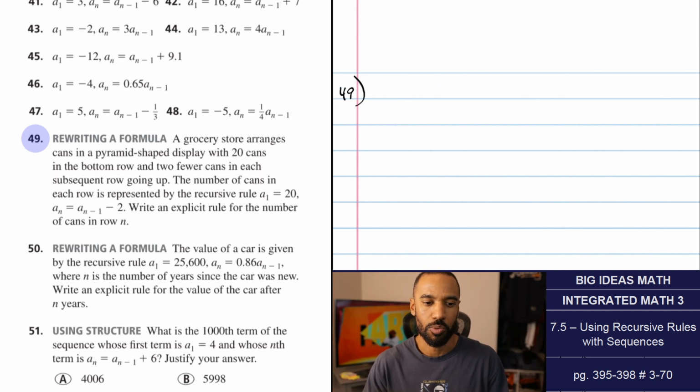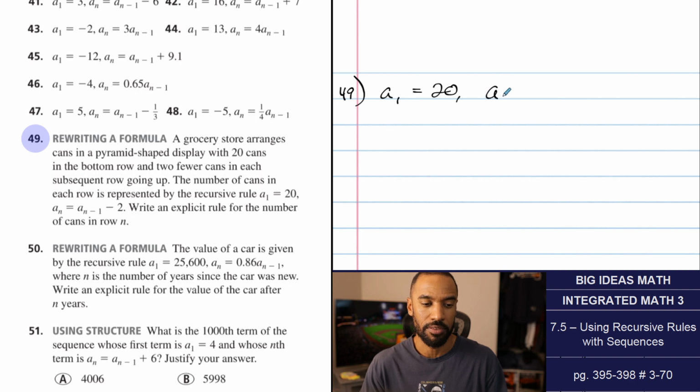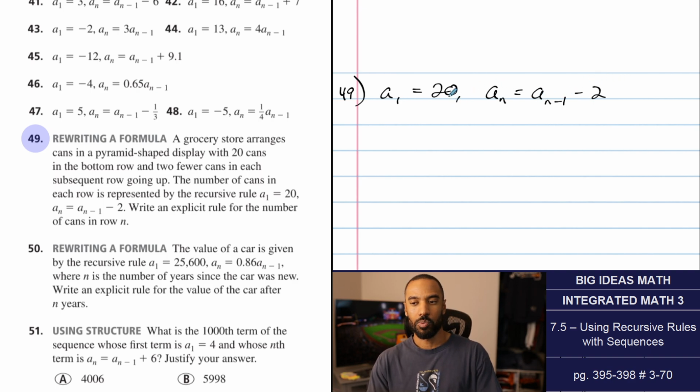The number of cans in each row is represented by this recursive rule. It's interesting that I kind of wish they made us come up with the recursive rule given the information. Maybe they're getting us prepped for when we have to do it in a bit. But here's the recursive rule.